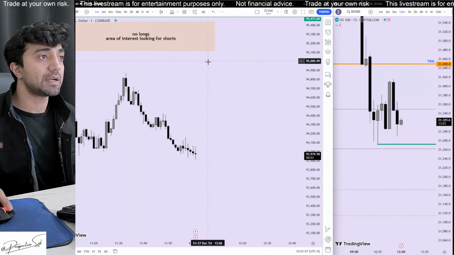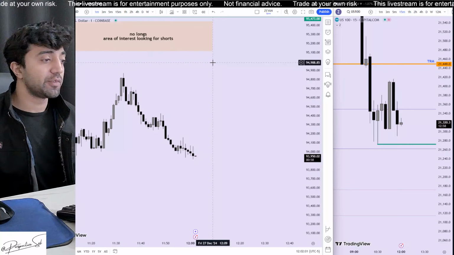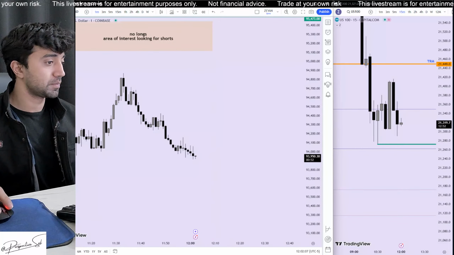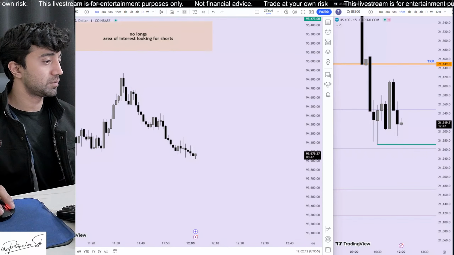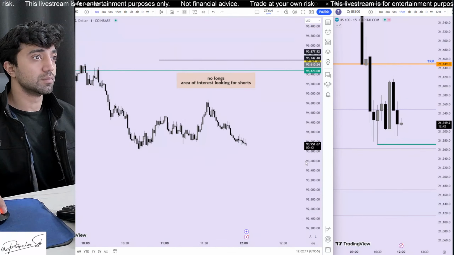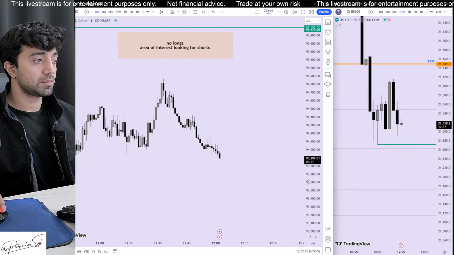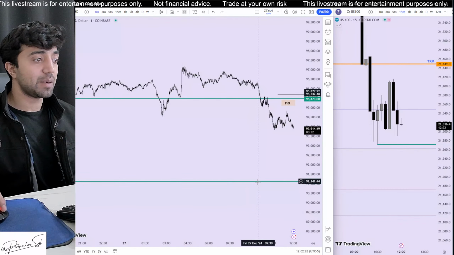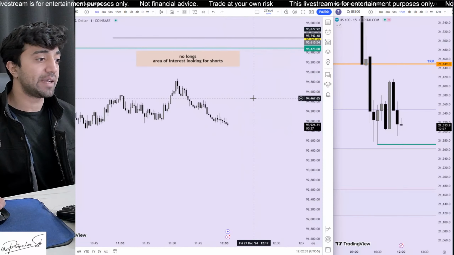If the price comes back to this point, then I'm gonna take a short, or I'll aim for 1 to 1 or 1 to 2 risk to reward ratio. Overall, I'm targeting 91,135 as a higher time frame target.